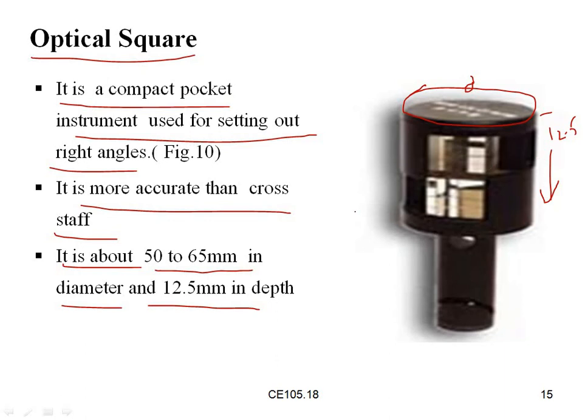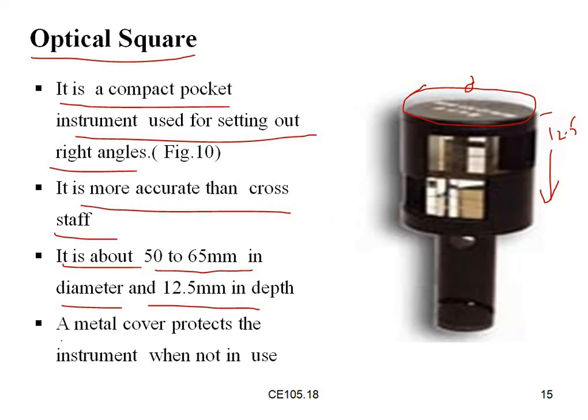So this is an optical square. It is used for the setting of right angles also. Here a metal cover protects the instrument when not in use.